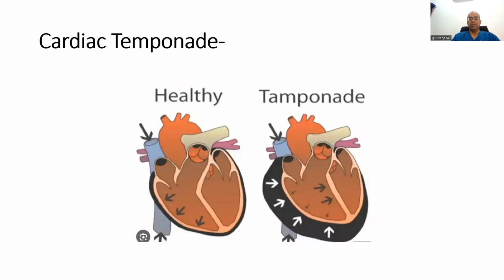This is the diagrammatic representation of cardiac tamponade. You can see this is the normal pleural cavity. It does not contain any fluid. And this is the fluid after trauma. There is bleeding in the pericardium, and this bleeding is going to interfere with the contractility of the heart.